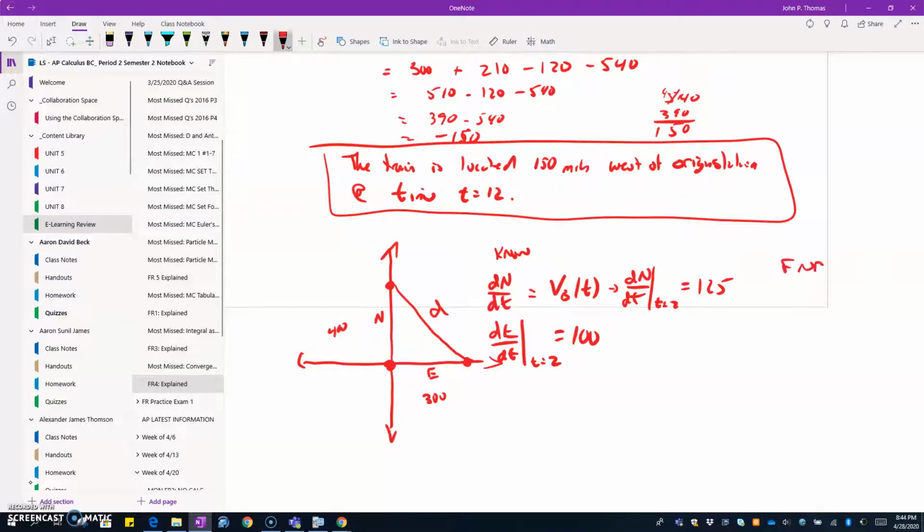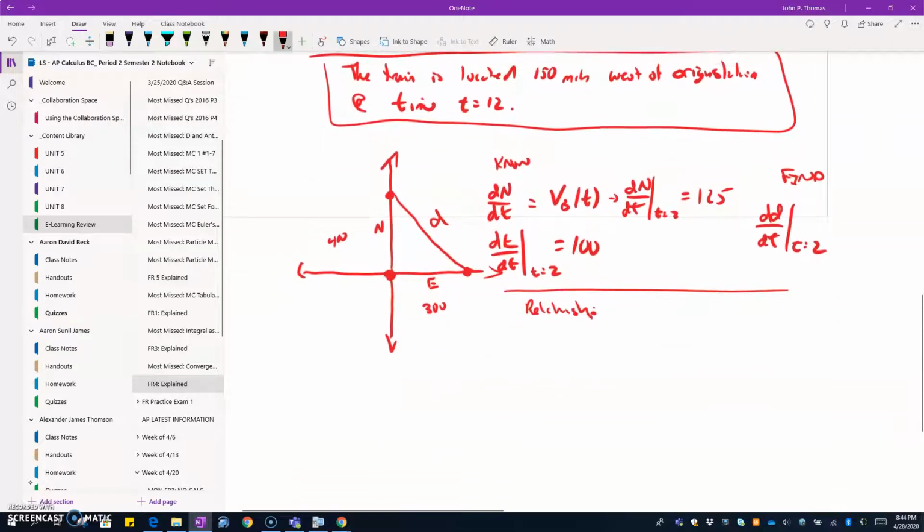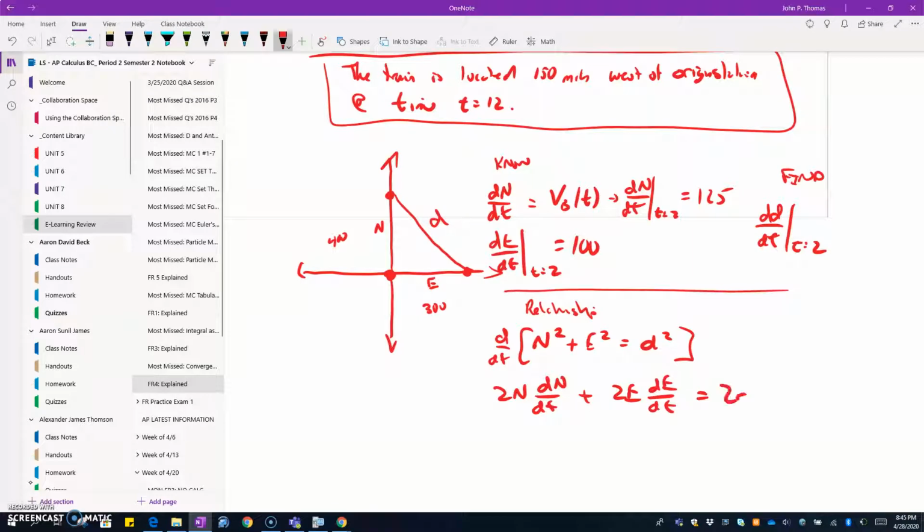The find is going to be dD/dt, specifically when t equals 2. And then we go to our relationship, and the relationship in this one is Pythagorean in nature. So we have north squared plus east squared equals distance squared. If I take the derivative of this on both sides with respect to time, I get 2 north dN/dt plus 2 east dE/dt equals 2D dD/dt.